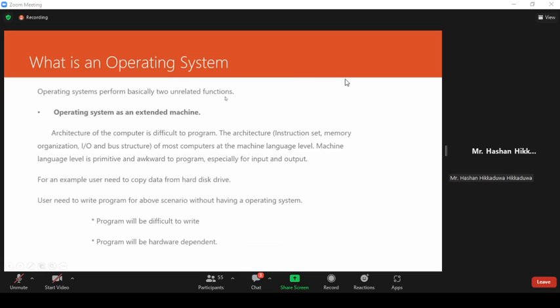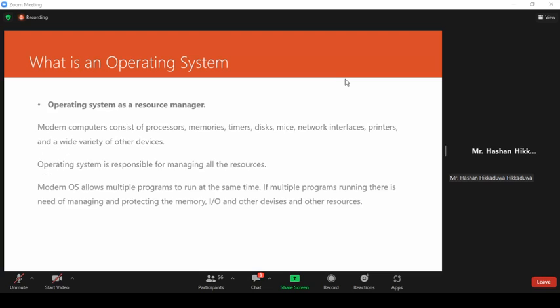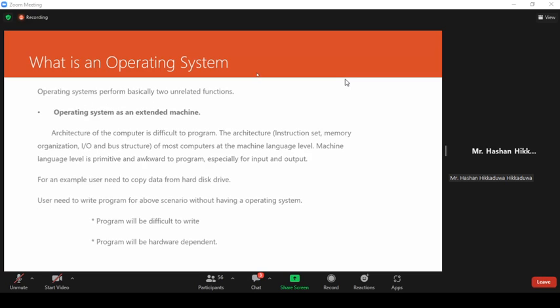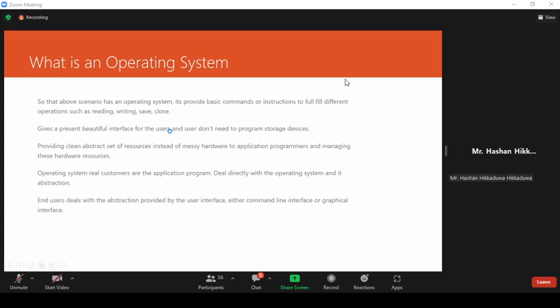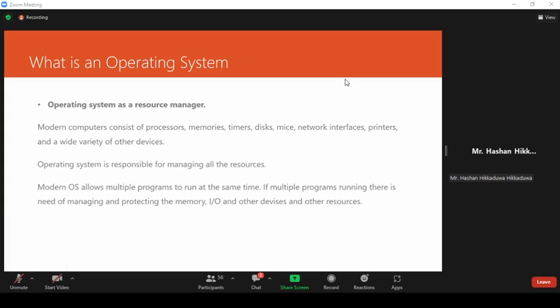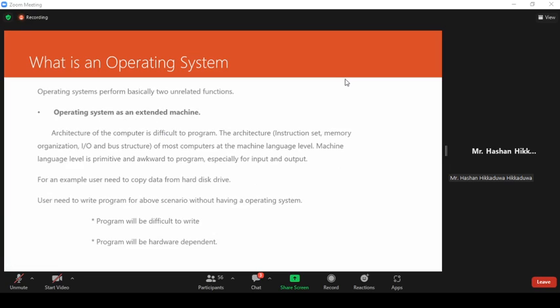So if you take the operating system, it performs basically two unrelated functions. One is the operating system as an extended machine, then the operating system as a resource manager. Keep in mind, the operating system performs basically two unrelated functions. So let's talk about what is meant by operating system as an extended machine.